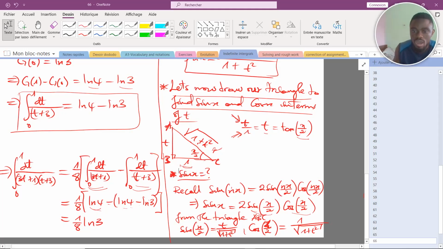Is that okay? I'll then take this sin(x/2) and this cos(x/2) and replace them here to have the value of sin x. So let me go to the next sheet of paper.